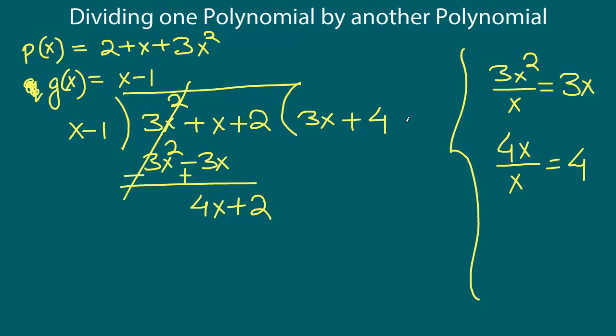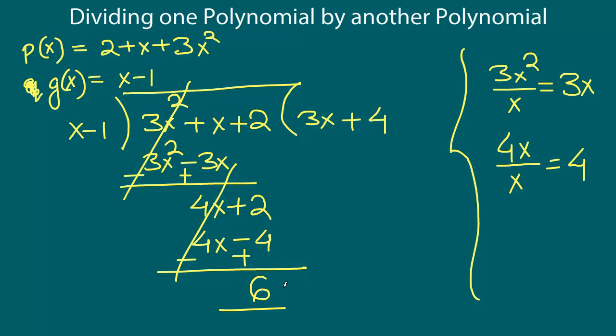Now we take the plus 4 and we multiply it with all terms of the divisor. So 4 times x will be simply 4x, and 4 times minus 1 will be minus 4. Now the signs will reverse when we subtract, so the 4x cancels out. Plus 4 plus 2 is 6. At this point the division will stop because we have a constant polynomial here.